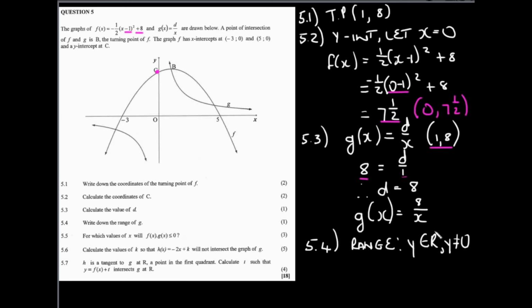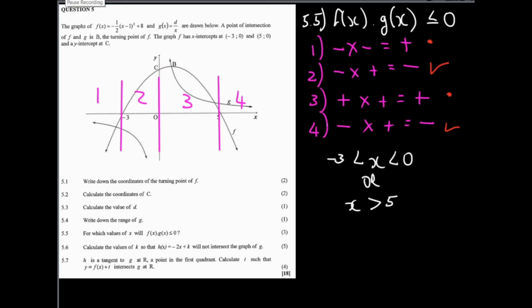5.4 says write down the range of g. How are we going to write down the range of g? g is the hyperbola, and we know that generally your y value cannot be equal to your asymptote, but your asymptote in this case is 0. So we say y is an element of R, but y cannot be equal to 0.